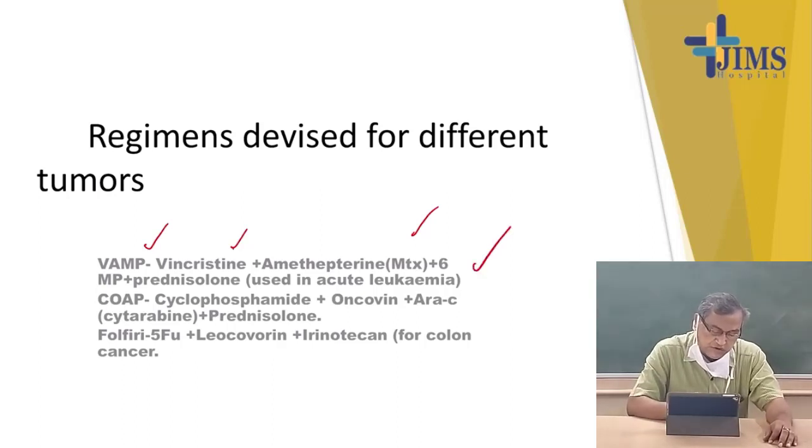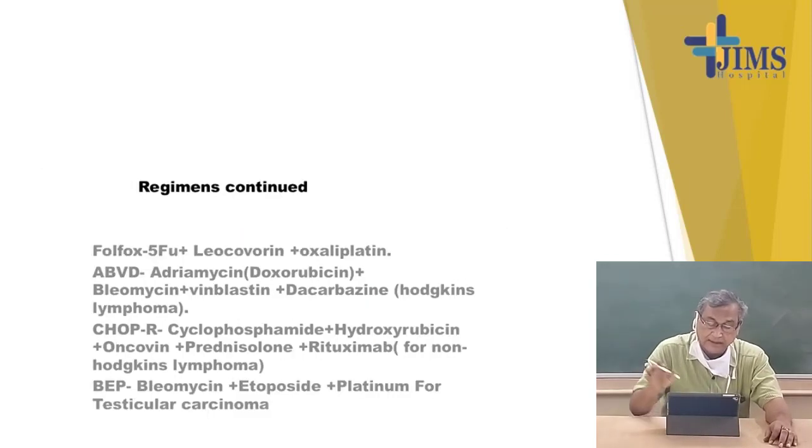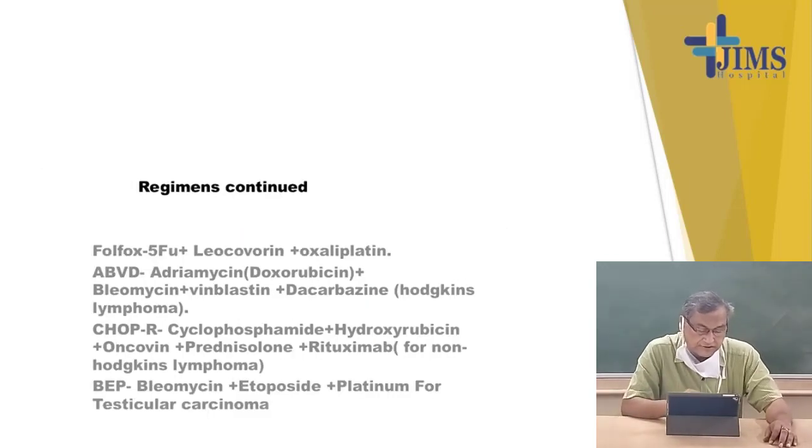Same as COAP. C for cyclophosphamide, O for oncovin, A for cytarabine plus prednisolone. FOLFIRI means 5-fluorouracil plus leucovorin plus irinotecan. This FOLFIRI is used in the treatment of colon cancer. Now FOLFOX means 5-fluorouracil plus leucovorin plus oxaliplatin.